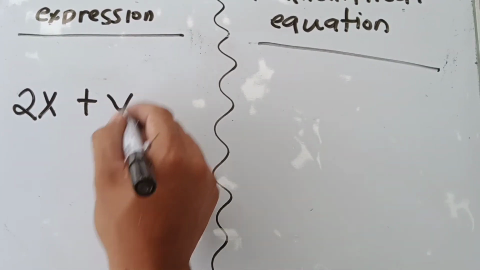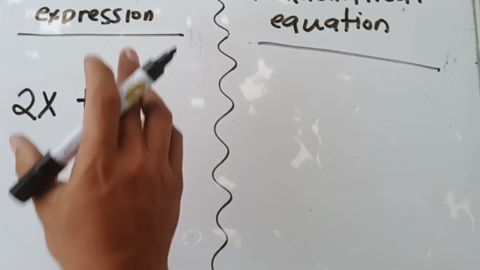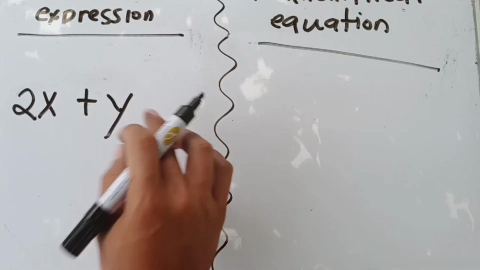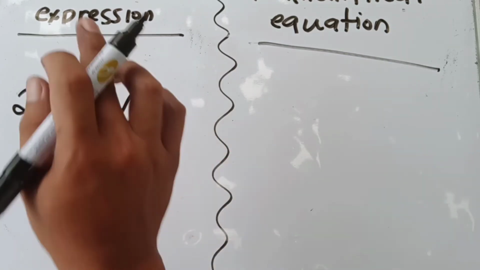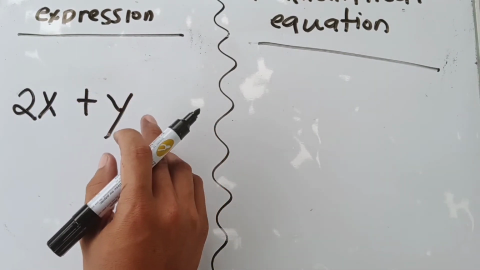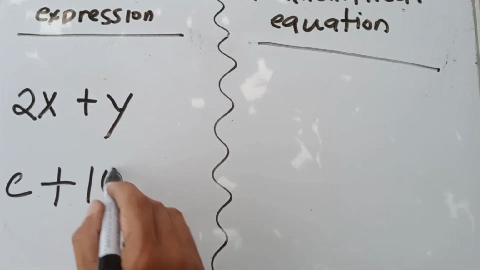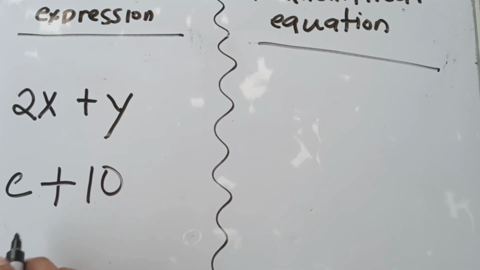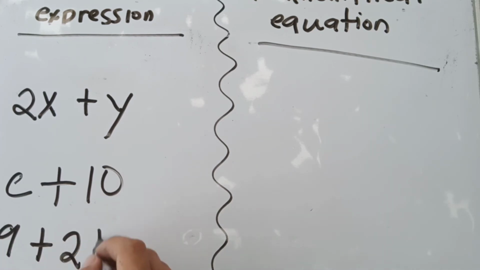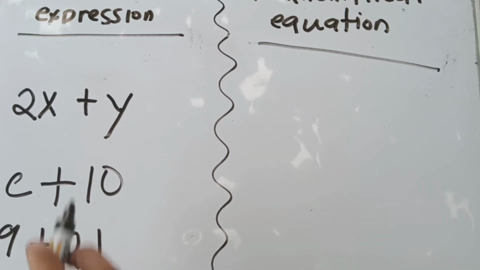For example, we have 2x plus y. So this is just a mathematical expression because it doesn't have an equal sign and it doesn't have an answer. Next we have c plus 10 and we have 9 plus 21. So these are just expressions because they don't have an equal sign and they don't show an answer.